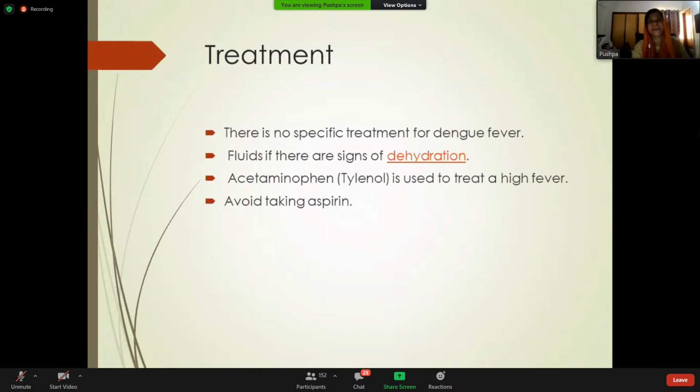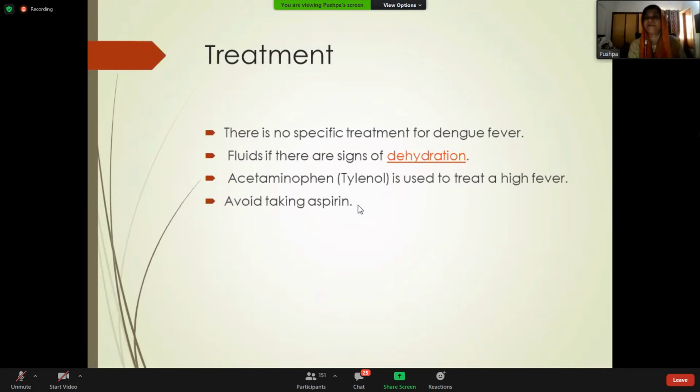What is the treatment for the disease? There's no specific treatment, though a vaccine was developed in Mexico for dengue virus, but still it's not licensed in other countries. Fluid replacement is done if the signs of dehydration are there.